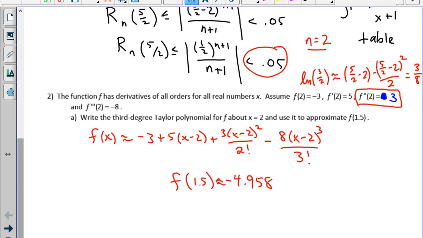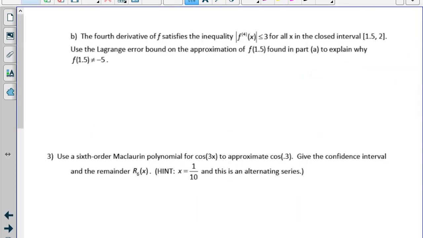So f of 1.5 is approximately that. And again, I would probably have more derivatives in that problem. So then when I look at part B, I realize that the fourth derivative of f satisfies this inequality for all x from 1.5 to 2. So now what we're going to do is figure out what the possible values of f of 1.5 can be, and then we're going to show that f of 1.5 can't be -5.